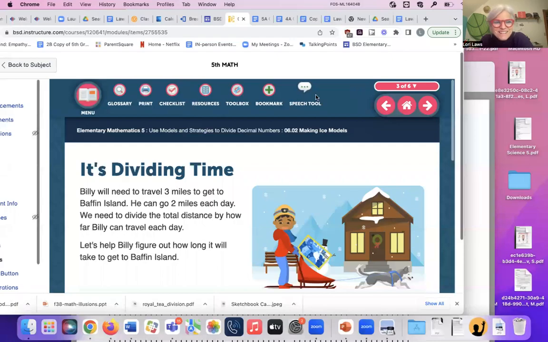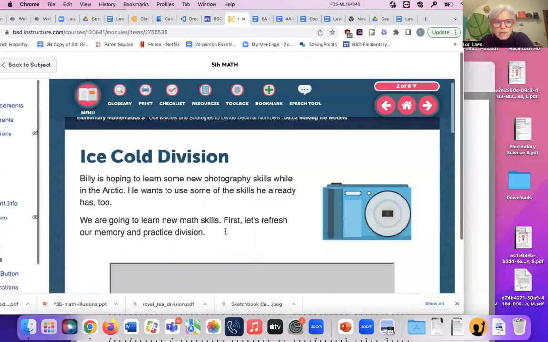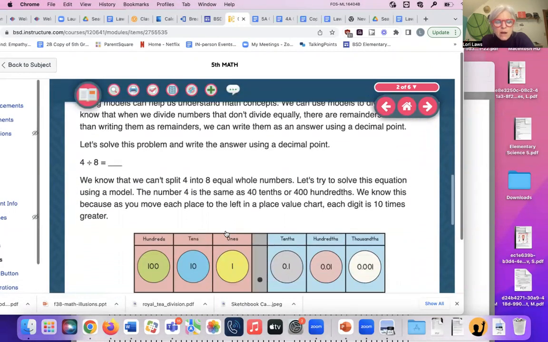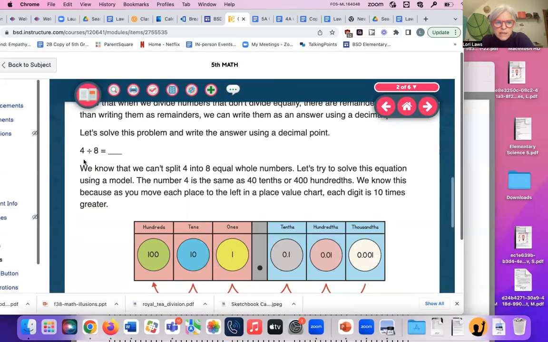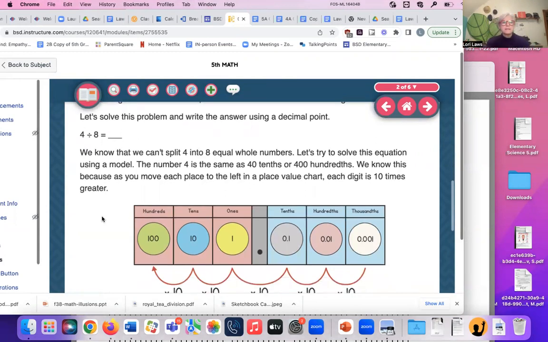So we are in lesson 6.02 today, and we're talking about how you use models to divide. We just did page 2, and we talked about how you could divide four cakes between 8 people. You can't really do that with the cakes whole, so we'll chop each cake into 10 pieces. That would be 40 pieces of cake, divided by 8 people, everybody's going to get 5 pieces of cake.